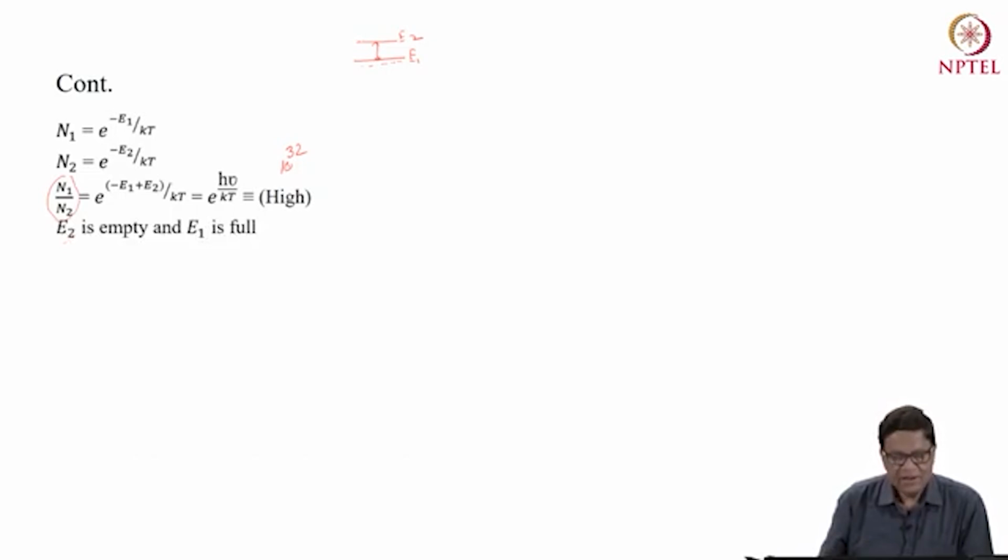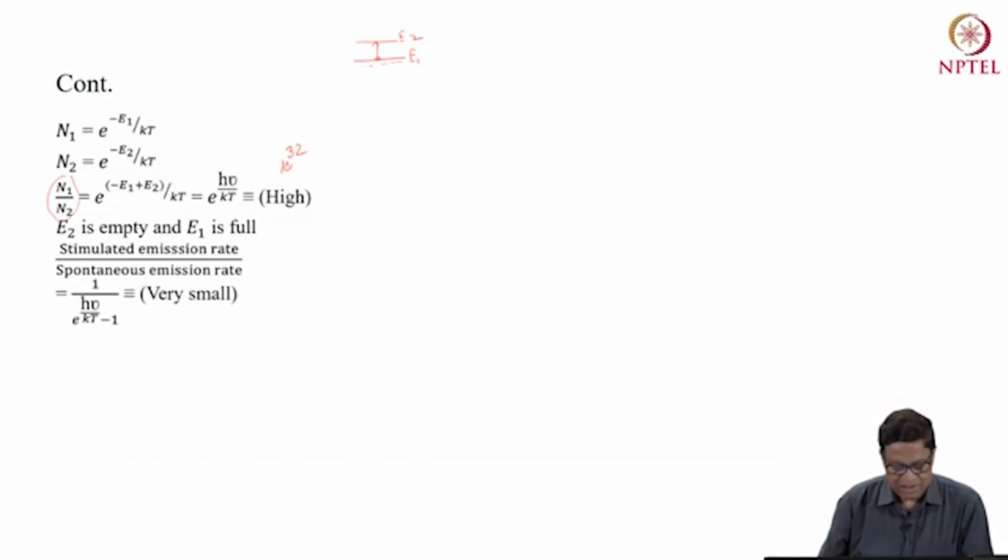E2 is empty and E1 is full. Now I try to calculate the stimulated emission rate versus spontaneous. I find out the ratio of stimulated emission rate and spontaneous emission rate. So again, this is actually given by a formula 1 by e raised to power h nu by kT minus 1. So we have already earlier seen that e raised to power h nu by kT is very, very high. So 1 divided by some big quantity gives you very, very small.